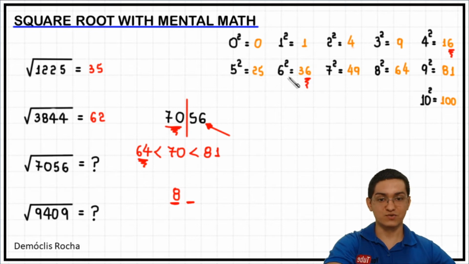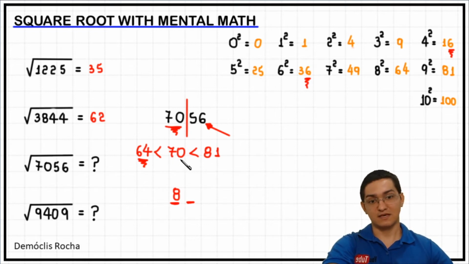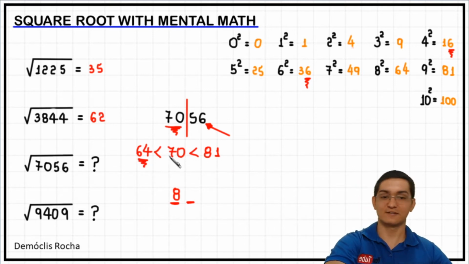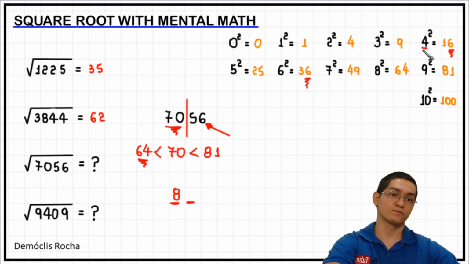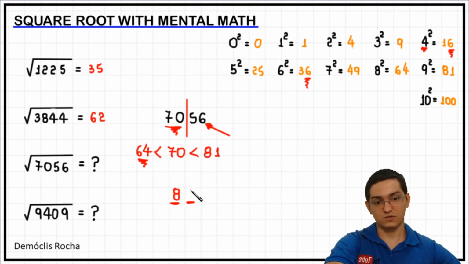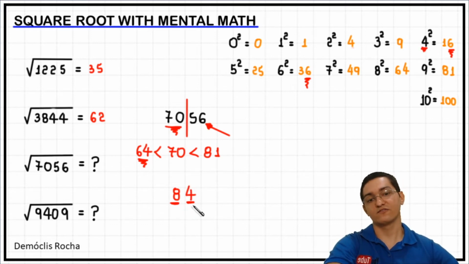So how can I choose? Well, we look here. Notice that 70 is way closer to 64 than it is to 81, right? So since it is closer to the smaller number, we choose the smaller between 6 and 4. So we choose 4. So the square root is 84.